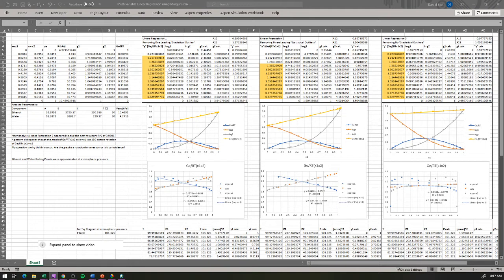So at infinite dilution, the natural log of gamma 2 at infinite dilution is equal to the A21 value. All right. Sorry for going back and forth so much.